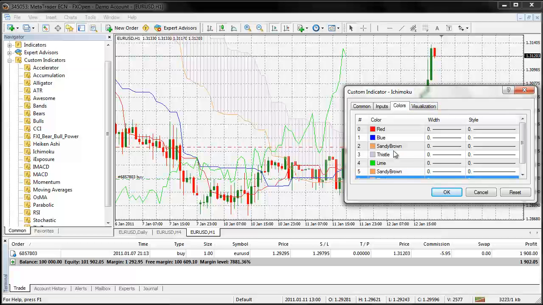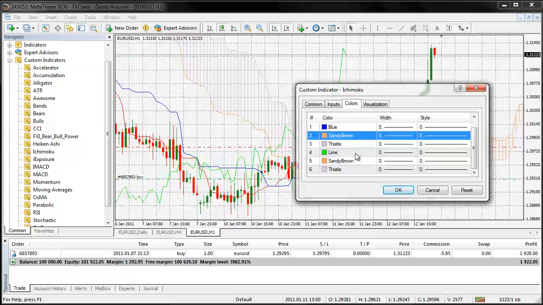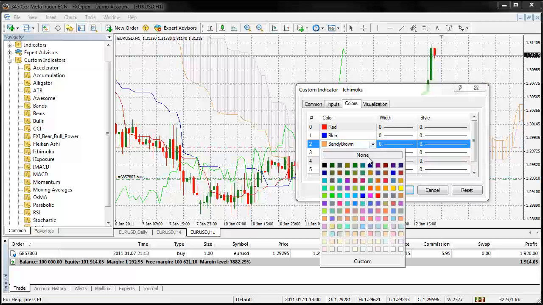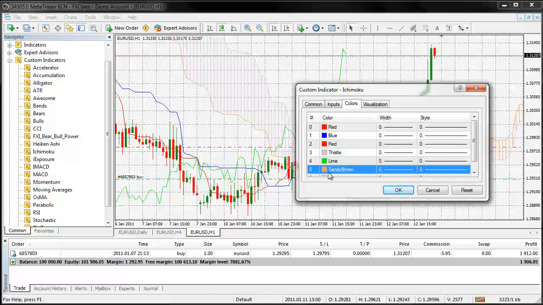Okay, so we want to go to the blue sets. It says sandy brown. The sandy brown is actually represented by this little line here. Okay, and sandy brown also comes on that side as well. So what I'm going to do here is change this sandy brown color to something different, so that we can actually see what's going on. I'm going to change this one to red. Okay, and I'm also going to do the same thing with number 5. So if you're following along with me, choose number 2, choose red.